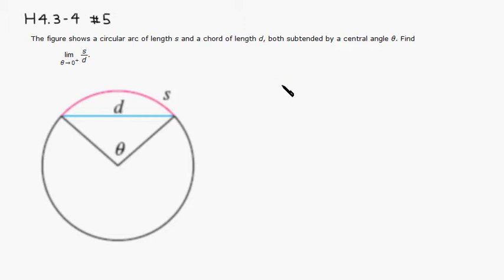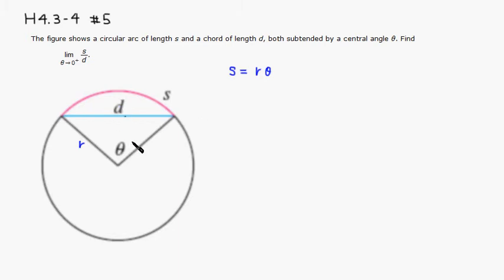I'll help you set things up and maybe have you finish it up. Let's look at this arc length S. First I'm going to call the radius of the circle R. In order to find the arc length, all you have to do is multiply the radius times the angle in radians. So it's simply R times theta.